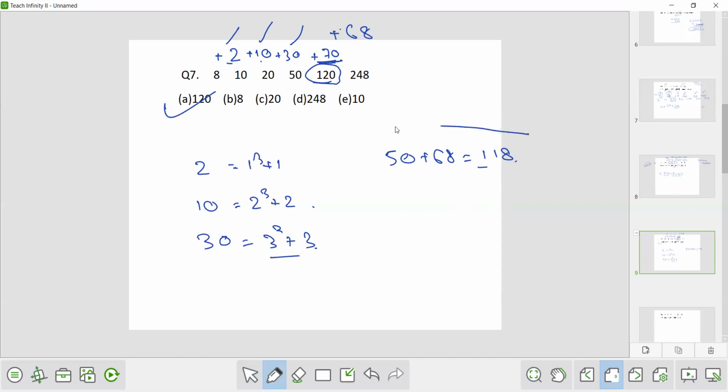I am just explaining the full concept over here, but in the exam you have to just take the wrong number. You don't have to calculate these things. Here I am explaining so that you can learn the concept and you will apply the concept there in the exam hall. So there you will save your time.